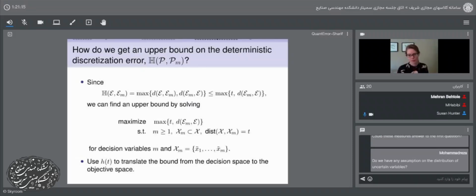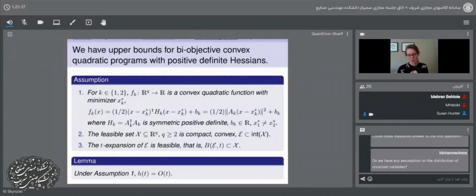This turns out to be quite a hard problem. I did not realize when we started. So the key point is that we're only able right now to do this for bijective convex quadratic programs with positive definite Hessians. So we're back to the simple quadratic case. In this case, we're able to get bounds. It's an open question to get them in general or for Lipschitz. We have the coverage error bound for all Lipschitz, but the other side of the Hausdorff, we don't know for Lipschitz objective functions. So we have this assumption that everything is quadratic and the feasible set, of course, is compact.